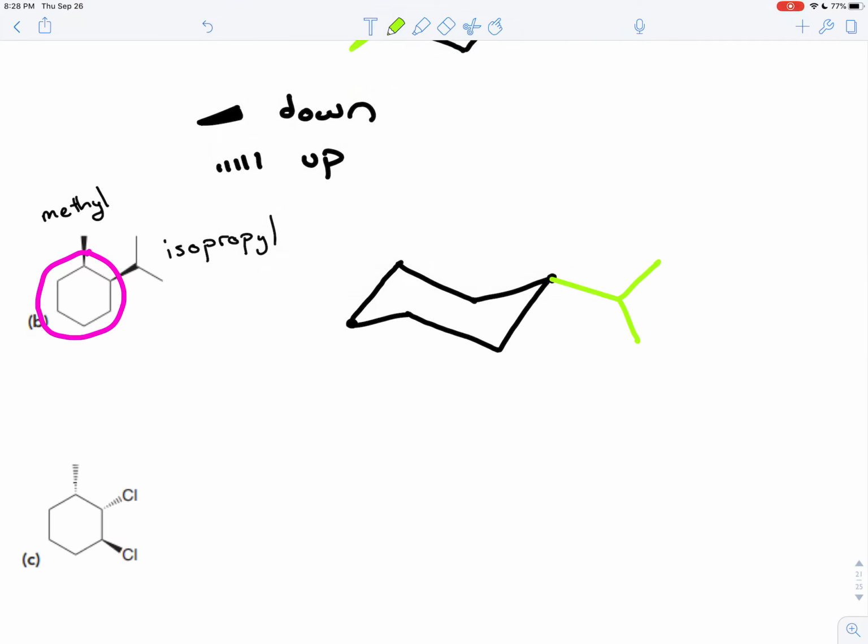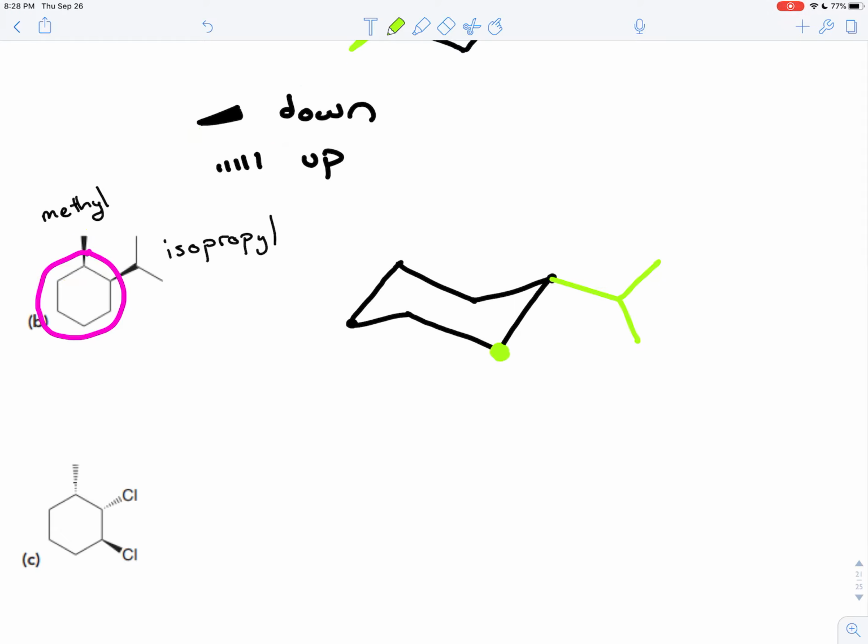And now we have to worry about the methyl group. So the methyl group is going to be right next door. Now, you could go in either direction. You could go back here or here. You'll get the same answer either way. It's the same molecule. I'm going to go in the front because there's more room to draw. So we want to draw a methyl group. And because it is a solid wedge, we want to draw it going down.